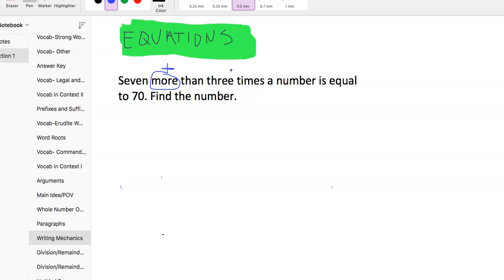Right? And then when I see 3 times, that means multiply, yeah? So 3 times a number, okay? When I see that number, that means a variable like x. So 3 times a number, 3x. Let's write that one in there. Okay, 7 more than, right? Plus 7. More than is equal to, so that's going to be an equal sign, yeah? Equals 70.